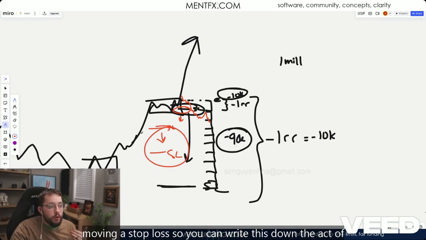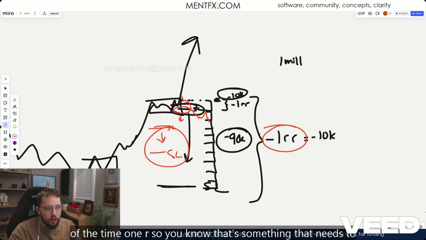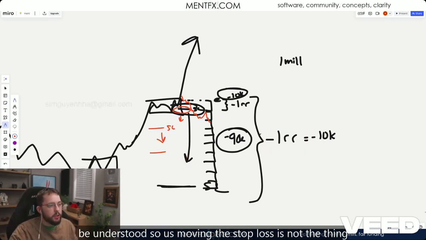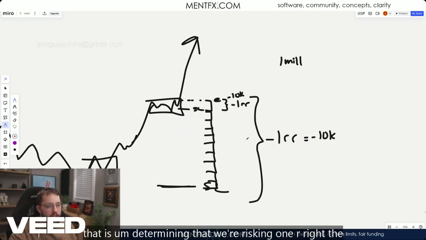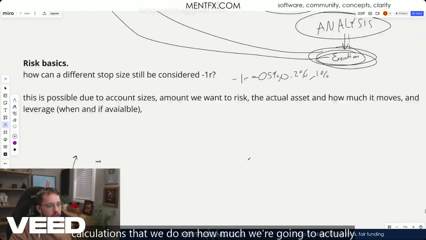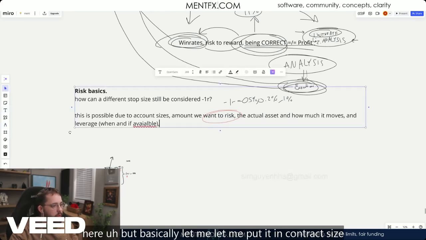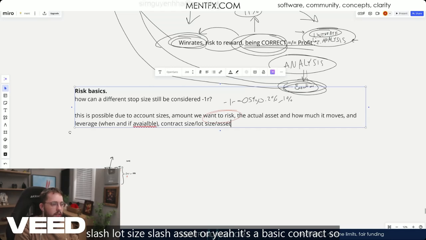And the act of moving a stop loss, so you can write this down, the act of moving a stop loss after the risk is calculated increases your loss from your initial -1 R. So, you know, that's something that needs to be understood. So us moving the stop loss is not the thing that is determining that we're risking 1 R, right? The idea of risking 1 R is determined with our calculations that we do on how much we're going to actually risk, how much we're going to buy. I didn't even write it here, but basically, let me put it in: contract size, lot size, asset, or yeah, it's a basic contract size. We're going to call it contract size, right?